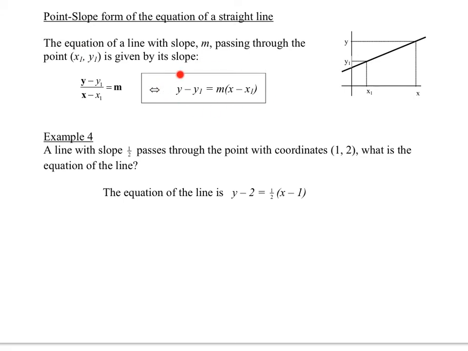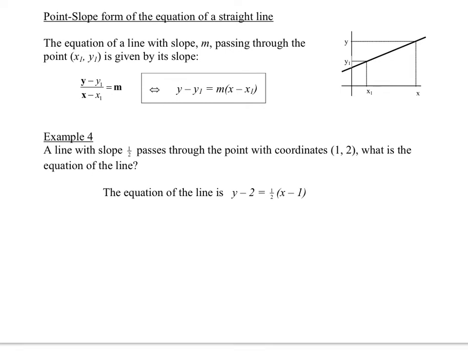The equation just looks like this. It's y minus the y-coordinate of the point that you're given equals m, the slope, times, in brackets, x minus the x-coordinate of the point that you're given. So in this example here, there's a line with a slope of 1/2 going through this point, 1, 2. So this 1 is going to be in place of the x1. It's the x-coordinate of your point, and the 2 is going to be in place of the y1.